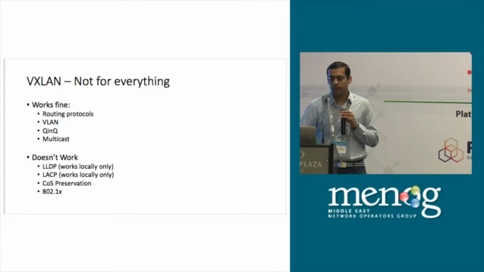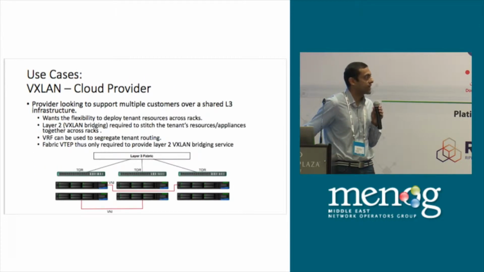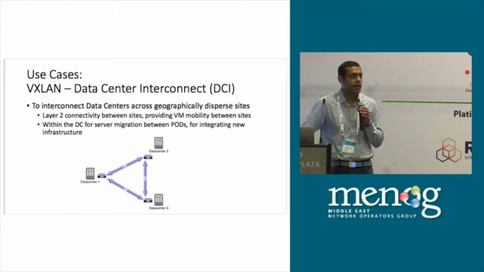So these are the issues which you have to understand before implementing VXLAN. What we did implement, as I explained before, in Australia, it was a DCI, data center interconnect, for a large data center provider in Australia, and they had multiple data centers all across Australia, so we did the DCI.